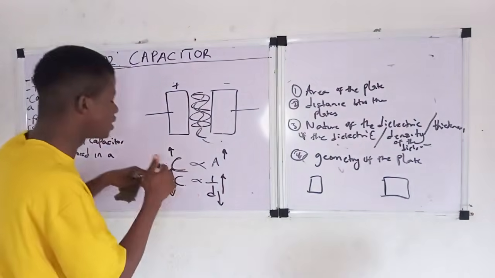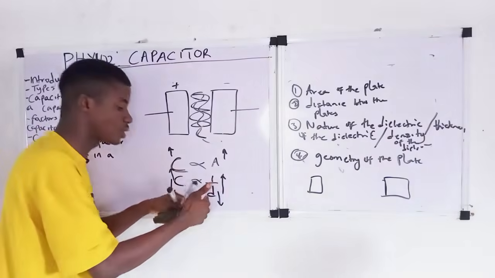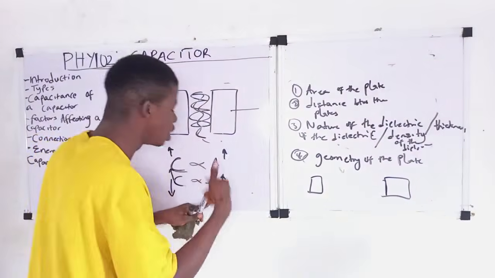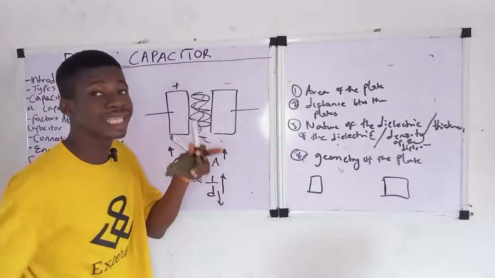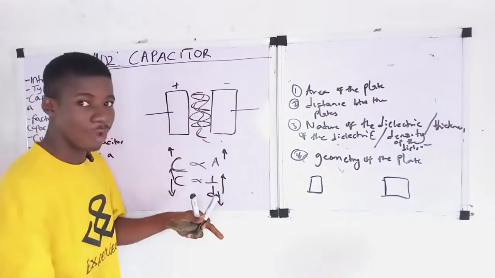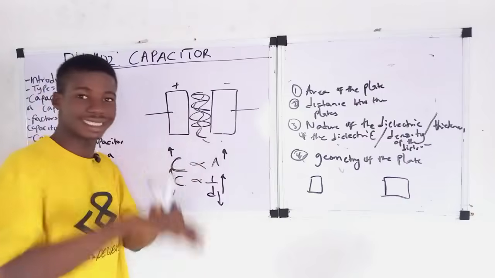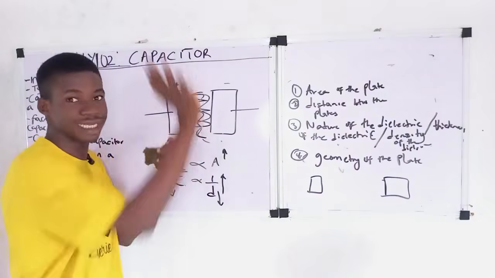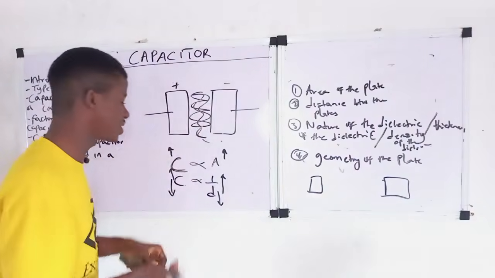Okay. So the capacitance of the capacitor is inversely proportional to what? To the distance between the plates. So that tells you that if the distance is increasing, the capacitance will be decreasing. Or if the distance is decreasing, the capacitance will be increasing. Okay, so that is just it.